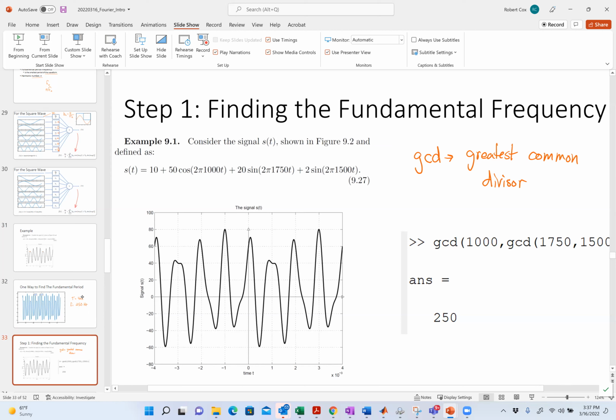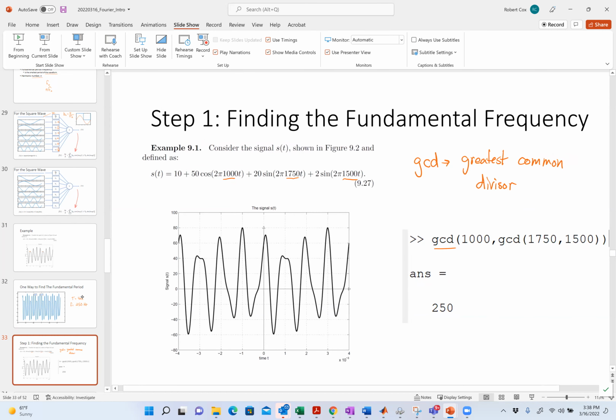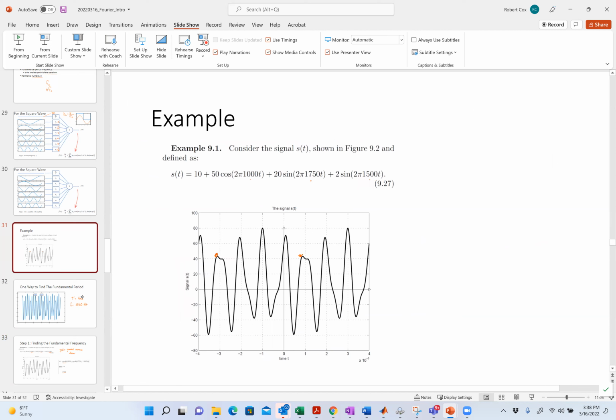In this case, what I did was I looked at this guy's got 1000, 1750, and 1500. The greatest common divisor of those things, MATLAB has a tool called GCD, and it tells me the greatest common divisor is 250. So this guy has a fundamental frequency of 250 hertz. So the first set of problems that I'm going to give you in the homework is basically going to be to look at something like this and to figure out for me. Step one will be to figure out what is the fundamental frequency. And step two is to figure out the A sub n and B sub n values. That's going to be your next step.